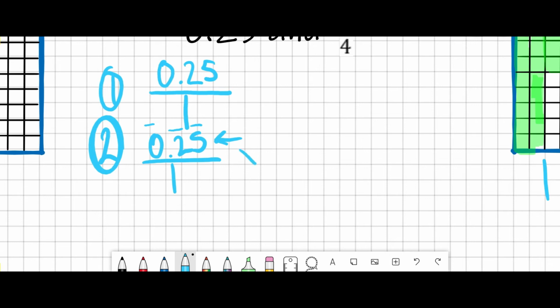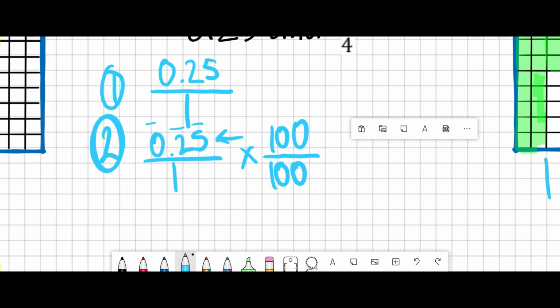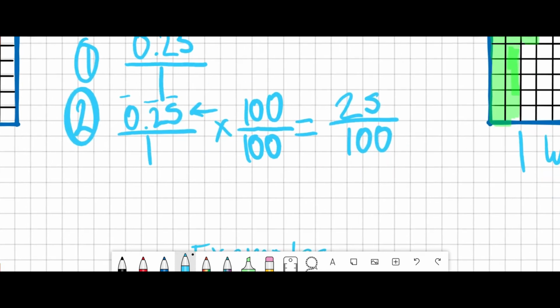So all we need to do is multiply it by 100 over 100. So when we multiply the numerator by 100, we have to do the same thing to the denominator. And when we're multiplying it by 100 over 100, we're basically multiplying it by 1, because 100 divided by 100 is just 1. So when we do that, we get 25 over 100. And there we go. That's the fraction.